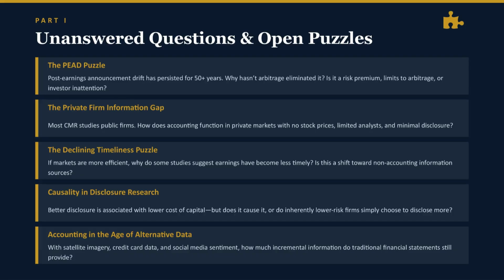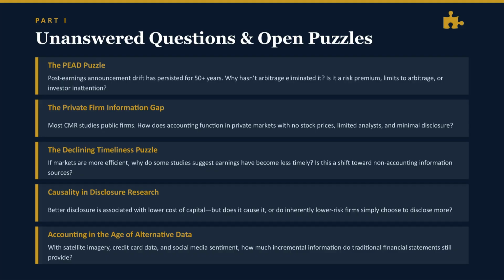The declining timeliness puzzle. If capital markets have become more efficient over time, why do some studies suggest that accounting earnings have become less timely in reflecting economic events? Is this a measurement artifact, or does it reflect a genuine shift in the information environment toward non-accounting sources?